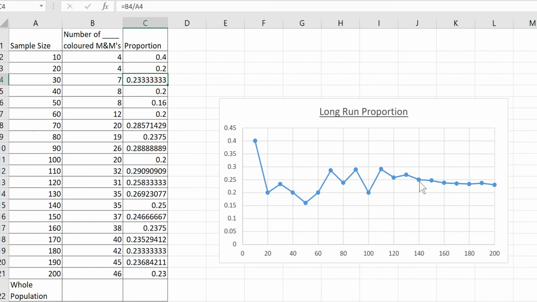So this straight line over here is called the long run proportion, and what that means is it's being quite representative of the whole population. Whereas when we had a smaller sample size, you see that it was not reflecting the whole population at all. So the larger the sample size, the more representative it is of the population, but it is going to cost more.